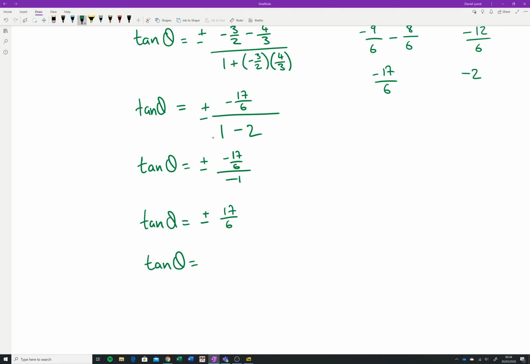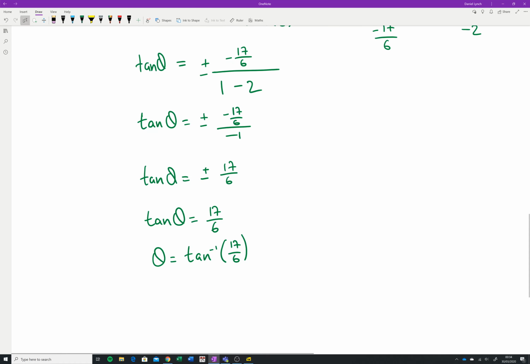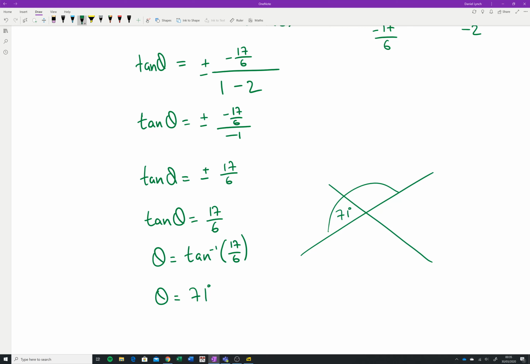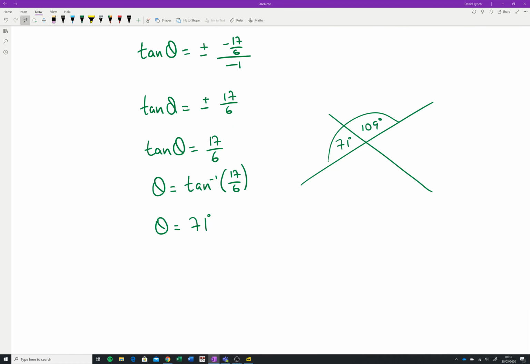So we'll get tan theta is equal to, we'll just take the positive version first, and we get theta is equal to tan inverse 17 over 6. And if you type that into your calculator, it says that theta is, to the nearest degree, we were asked for 71 degrees. And if this is 71 degrees, it stands to reason that the other way of looking at it as to what the angle between is, what's that, 109 degrees. So there we go. Those are the angles that the two lines cut at, 71 degrees and 109 degrees.